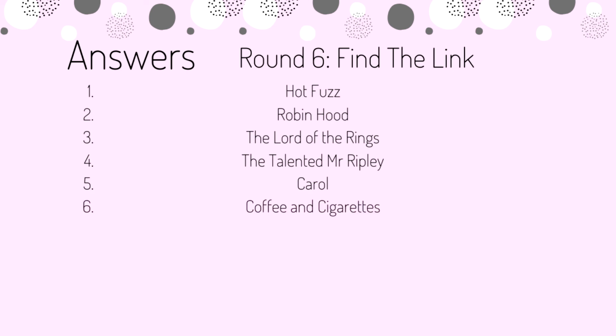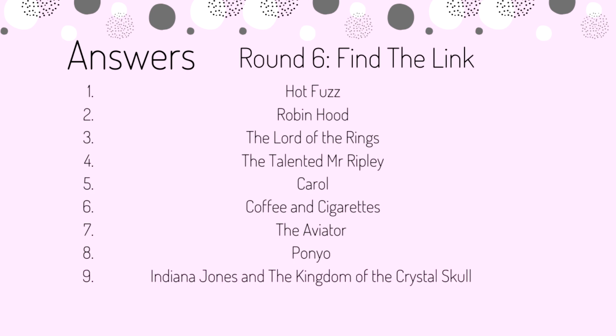Number 6. Twins, No Problem and Delirium appear in Coffee and Cigarettes. Number 7. Scorsese directed The Aviator. Number 8. Brunhilde is a fish princess, more commonly known as Ponyo. Number 9. What was that Razzie Award winner? It was Indiana Jones and the Kingdom of the Crystal Skull. And number 10. The 1998 winner for Outstanding British Film was Elizabeth.